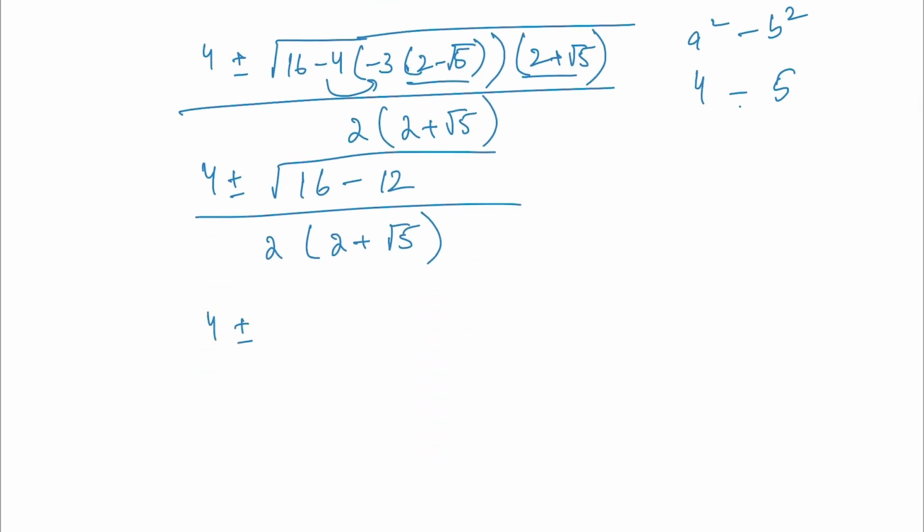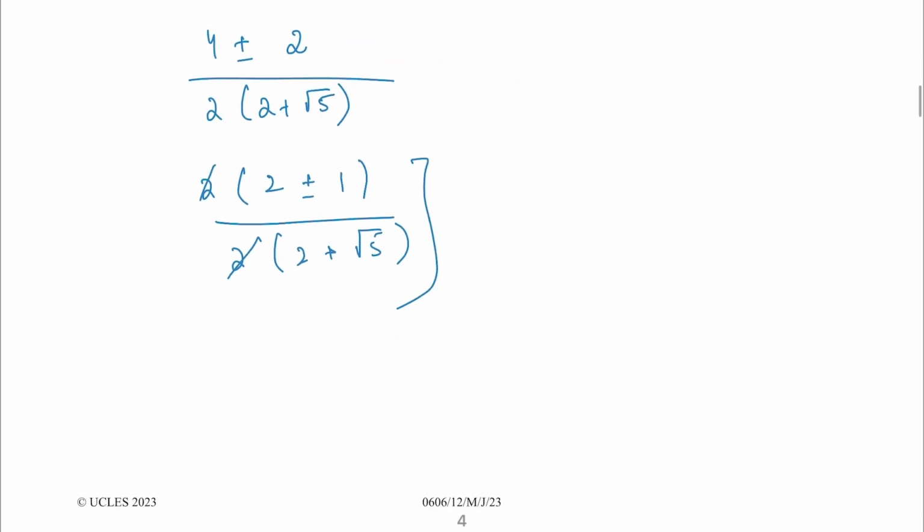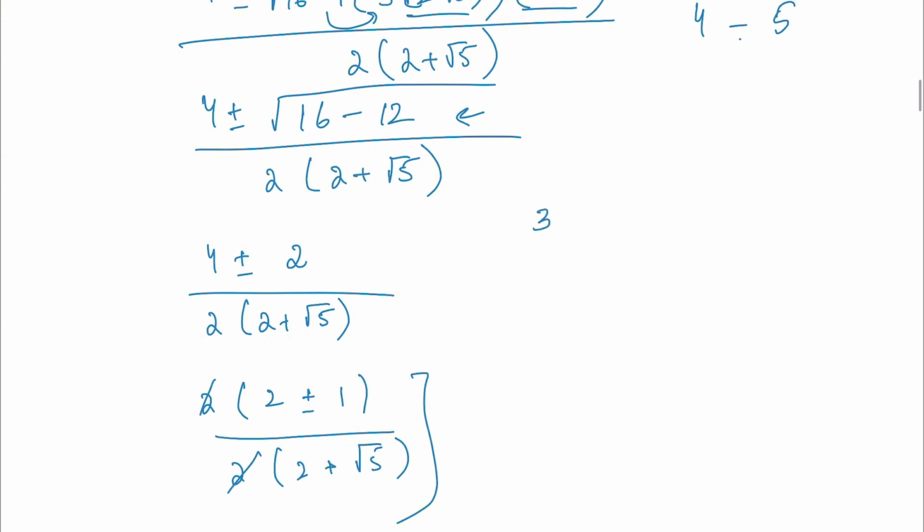Now further solving, we'll get our answer as 4 plus minus 2, over 2 plus root 5, since this would be 4 and root 4 is basically 2. So finally we take 2 as common over here. This would be 2 times (2 plus minus 1), over 2 plus root 5. The 2 and 2 would be cancelled out. We'll be solving these two. So this would be 3 over 2 plus root 5 and 1 over 2 plus root 5.